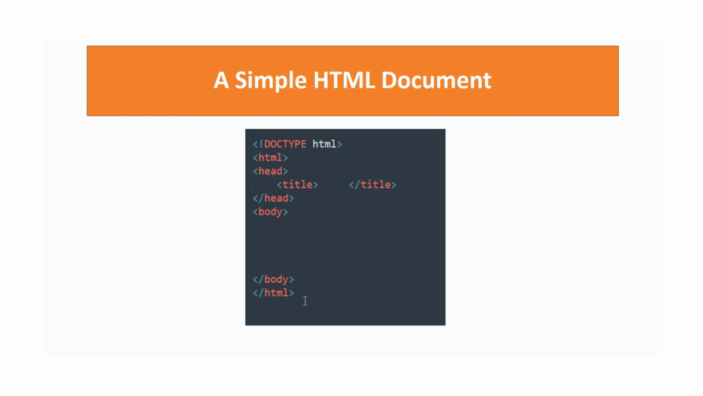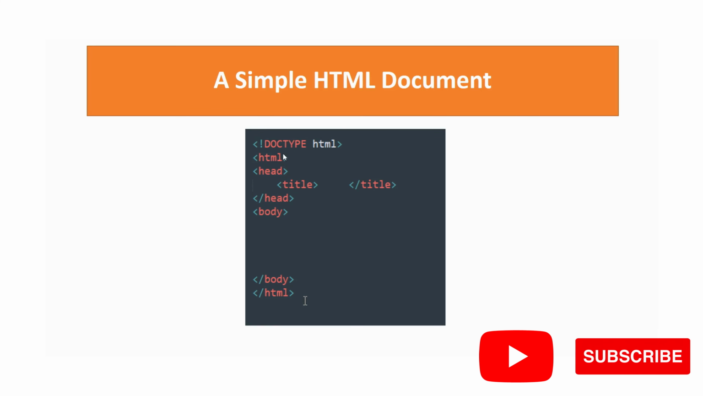So the first tag here is doctype HTML. It's the declaration that defines that this document is in HTML5. There are a lot of versions of HTML. We are going to use HTML5, which is the latest one. After that, the HTML document must start with the tag HTML. So we open the tag HTML here, and we close it here with /HTML.